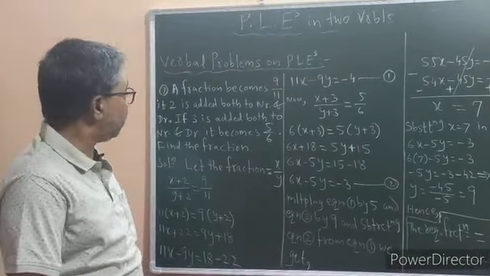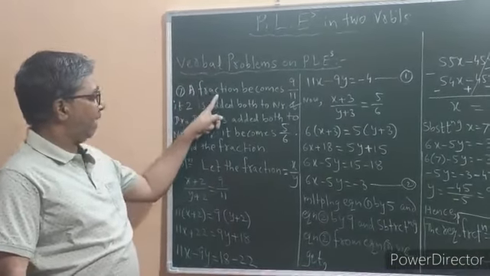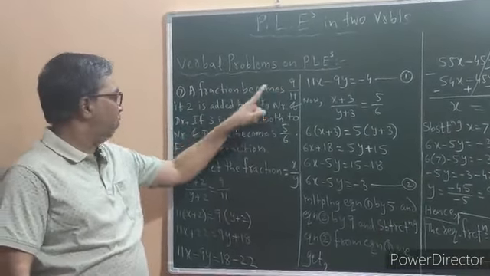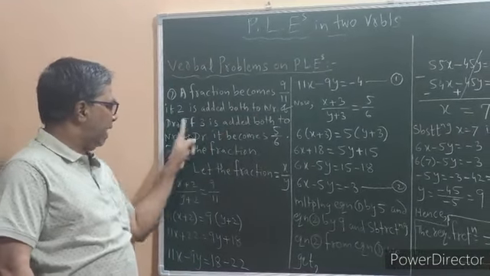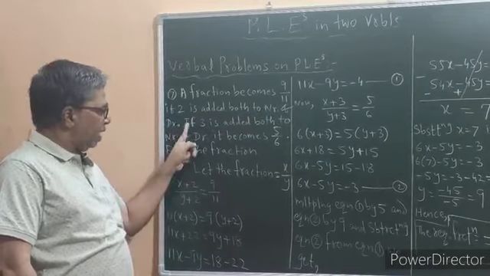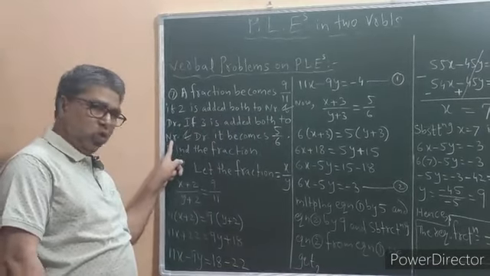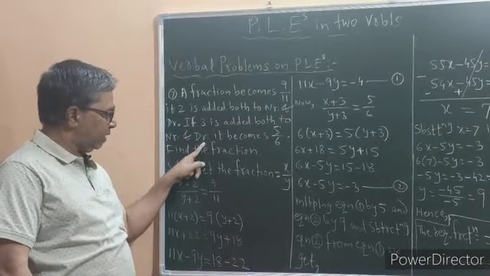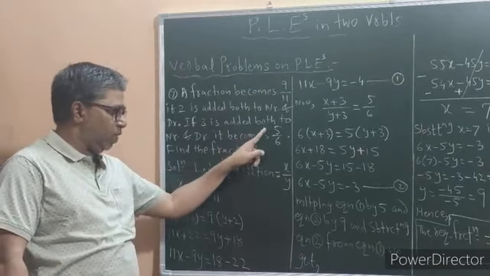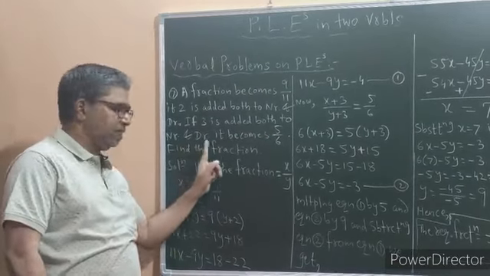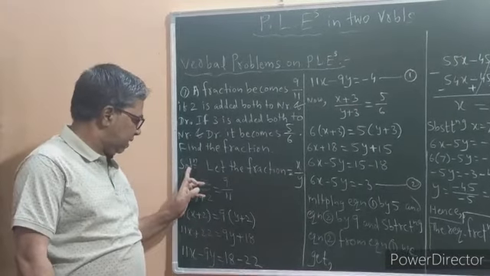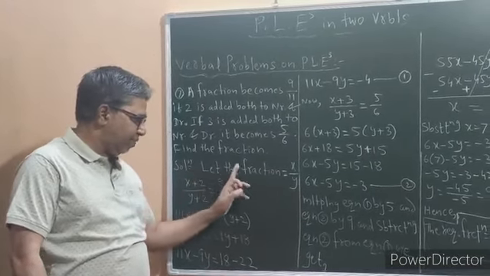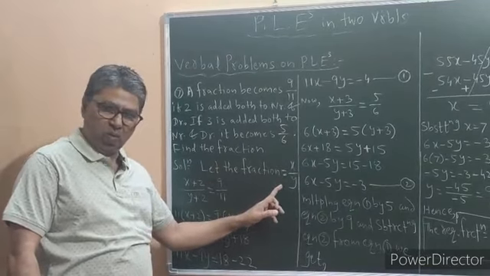So now coming to example number 7. A fraction becomes 9 upon 11 if 2 is added both to numerator and denominator. If 3 is added both to numerator and denominator, the fraction becomes 5 upon 6. Find the fraction. This is the example before us. Let us solve this. Let the fraction be x upon y.